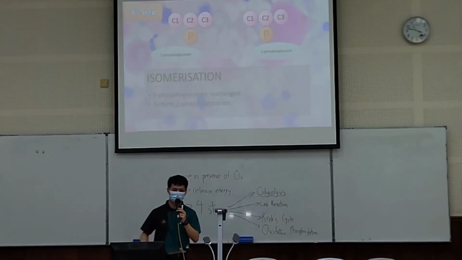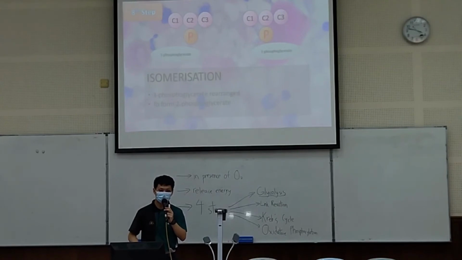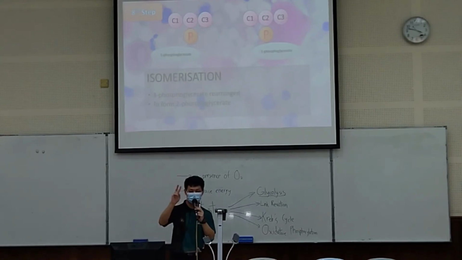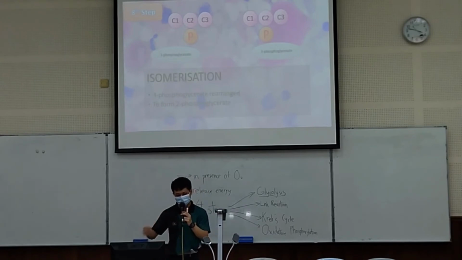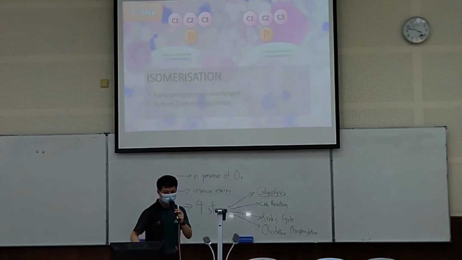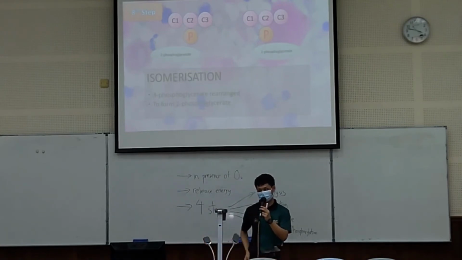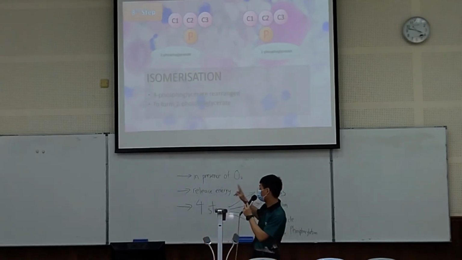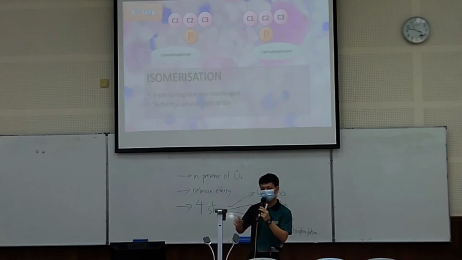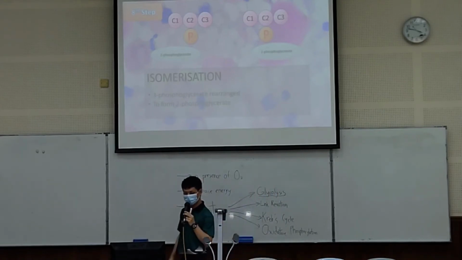So now what are they called? Remember I said that the numbers refer to where the phosphate atom is located. Since now it is located on the second carbon, it is known as 2-phosphoglycerate. Remember, 2-phosphoglycerate. And note that we have 2 of them here. So that's all for the 8th step.